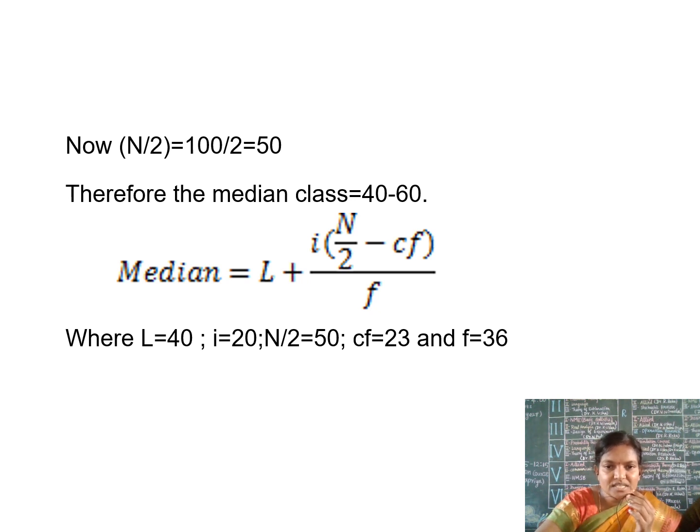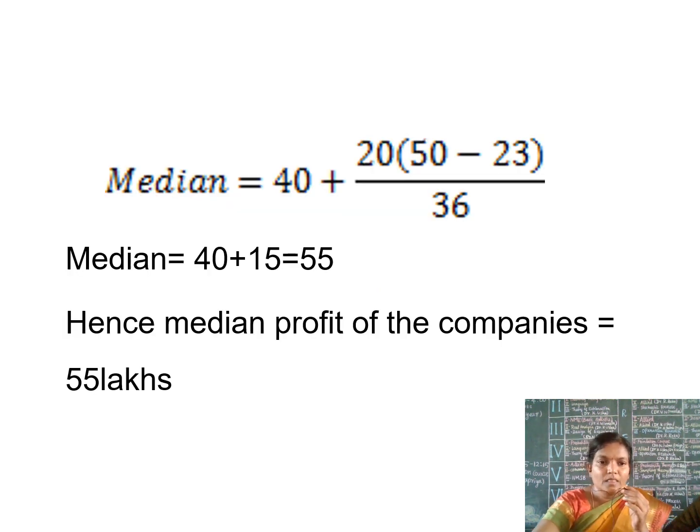N by 2 is 50, CF is 23, F is 36, and I is the class interval difference. What is the difference between lower and upper boundary? You see here 40 and 60. What is the difference? 20. 20 will be the I, the class interval difference. Lower boundary is 40. You just substitute these values in our formula and simplify this entire term using BODMAS rule. Finally, we got 55. Hence, the median profit of this company is 55 lakhs.